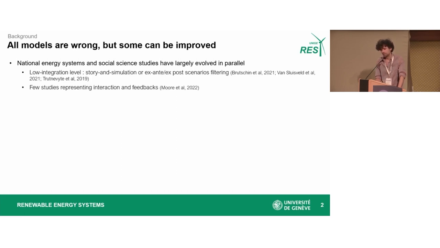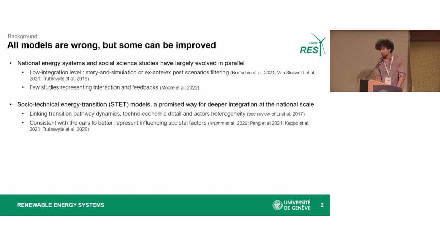So far, national energy system and social studies have largely evolved in parallel, with only a low level of integration in existing studies, and with only few cases of deep societal factors integration in models, with integration of feedbacks between energy systems and society. There is, however, an emerging literature using what we call socio-technical energy transition models, which allow linking energy modeling and transition studies. And this is consistent with the recent call to better represent some potential influencing factors, such as institutions or social support for some technologies.